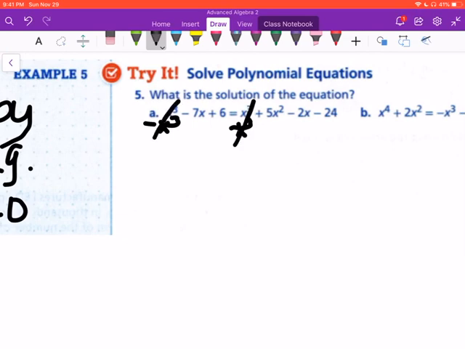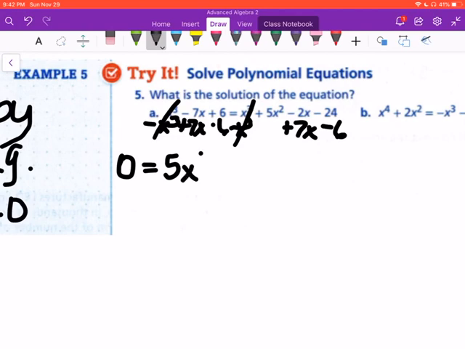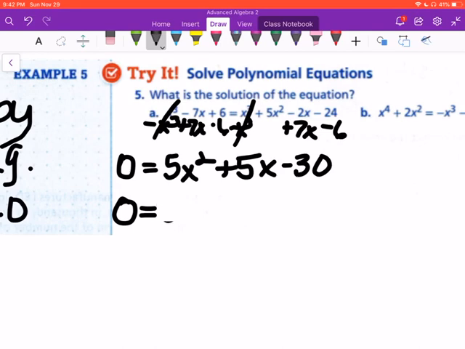Oh, that's nice. It cancels. I'm going to add the 7x to the like terms. And then I'm going to subtract the 6 from the like terms. So it looks like my equation will be 0 equals 5x squared plus 5x minus 30. And then I'm going to solve. So 5x squared, 5x, and 30 have a greatest common factor of 5. So let me factor out the 5 first.